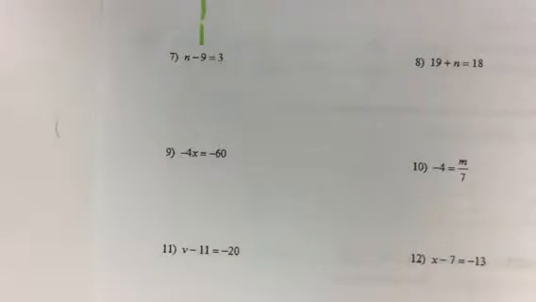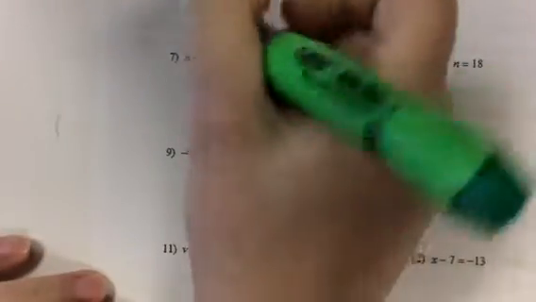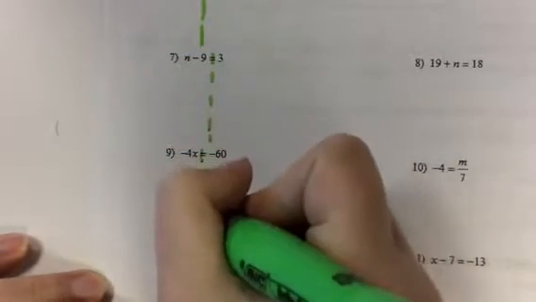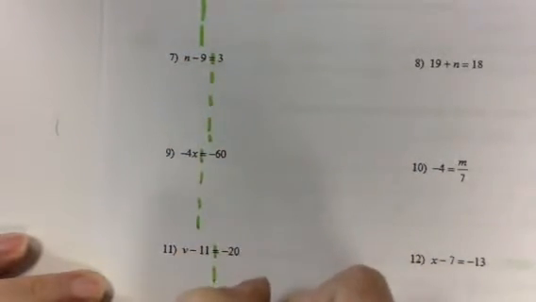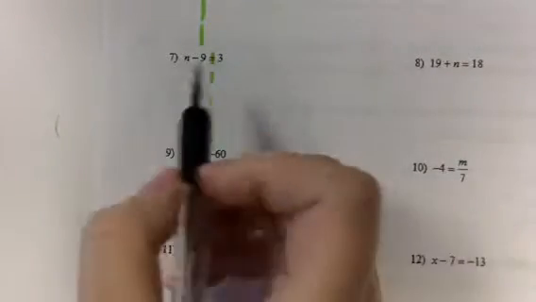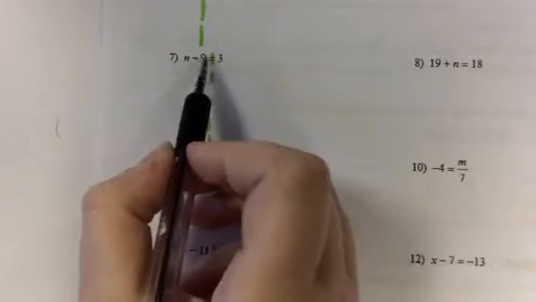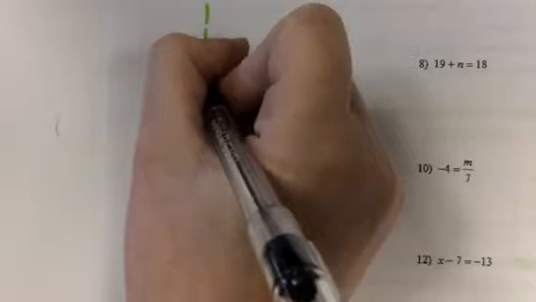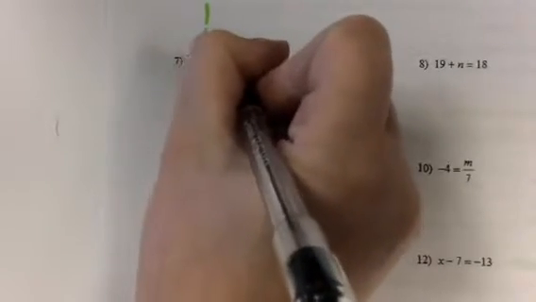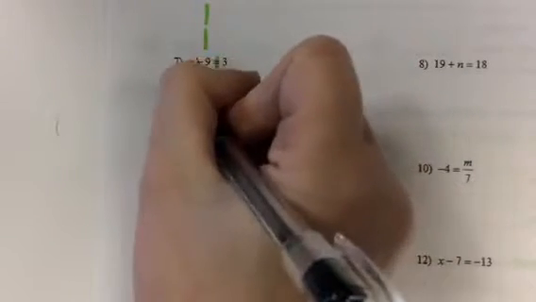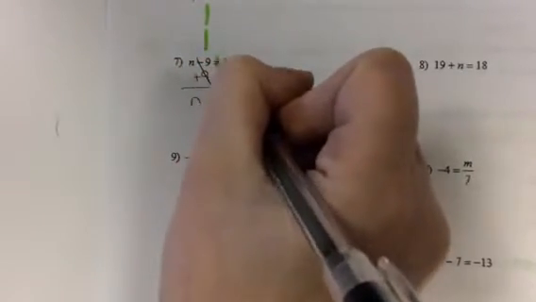All right, 3 more. Quickly, quickly. I'm just going to go ahead and go all the way down to my next couple problems and draw my lines in. Okay, number 7, n minus 9 equals 3. I need to get the 9 over to the right side. So I'm going to do the inverse operation and add 9. On the left side, it's gone. And all I'm left with is n equals 12.